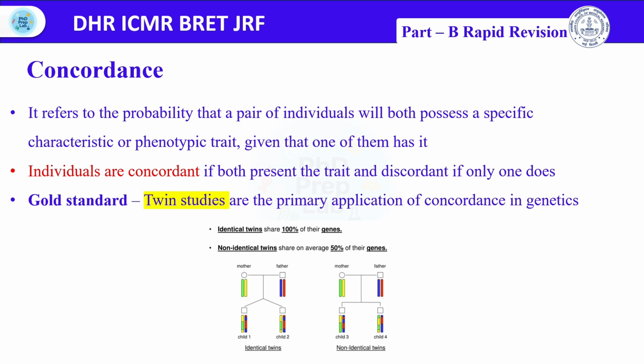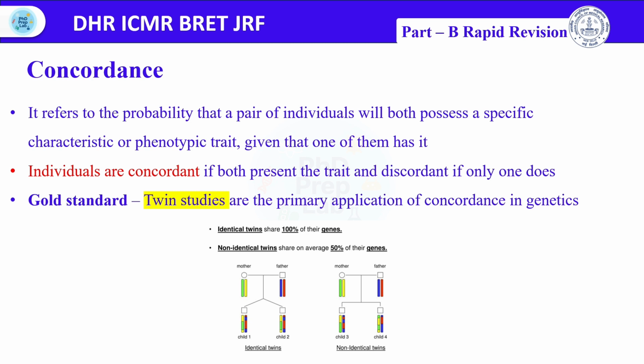Now concordance. It basically refers to the probability that a pair of individuals will both possess a specific characteristic or phenotypic trait, given that one of them has it. Concordance is studied in twin studies. The gold standard for concordance is twin studies. Here we see whether the same phenotype is occurring in both members of a twin pair. It refers to the study of the presence of the same trait or disease in both individuals of a pair. The pair here refers to the twins.